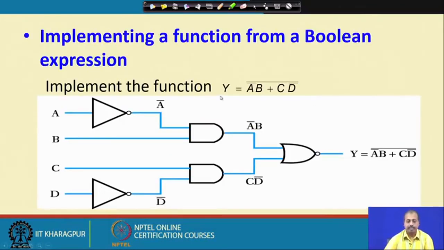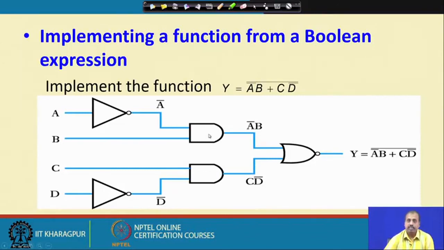Let us take another, slightly more complex example: y equal to a bar b plus c d bar, whole bar. If you look at the highest level, this is a NOR operation. This plus is OR and there is an inversion at the top, so that means this is a NOR operation. So, I take a NOR gate, and to the NOR gate I should give the inputs a bar b and c d bar. This NOR gate is getting two lines. In one line I have to realize a bar b, and in the other line I have to realize c d bar.